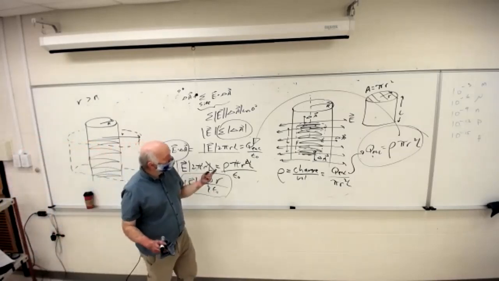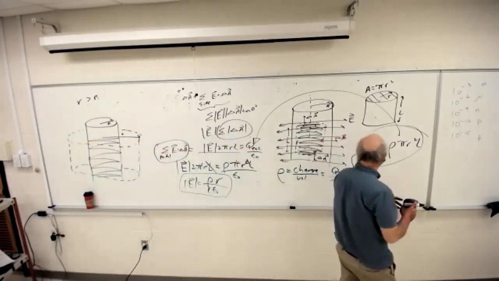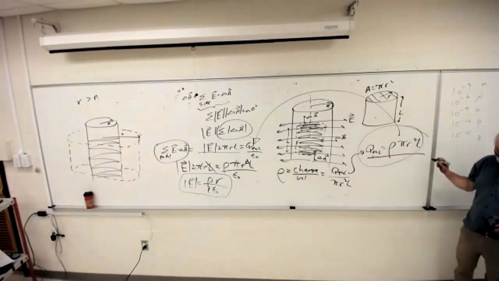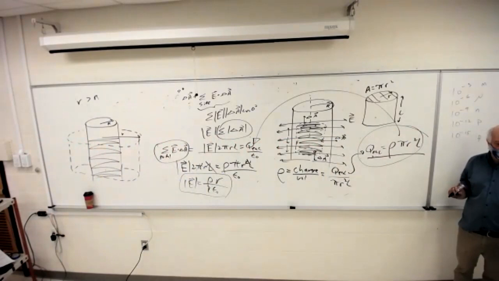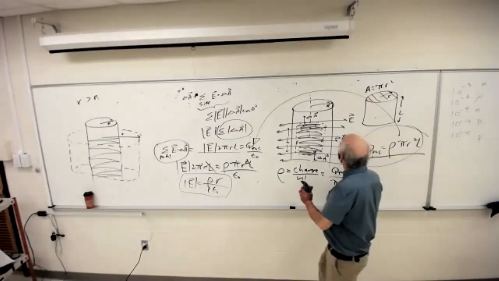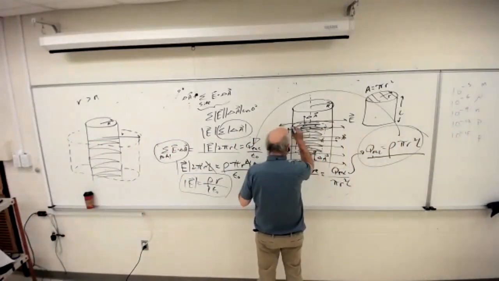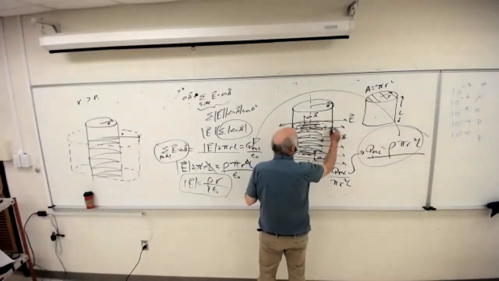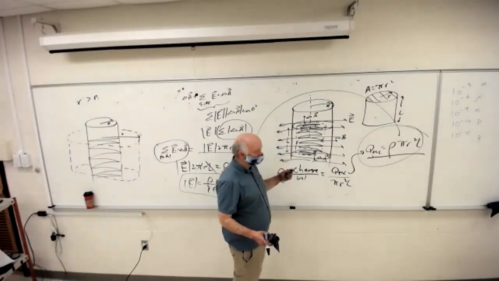So how could you easily modify this expression here? What's the only modification you have to do? It's so close. What does your cylinder look like? Your cylinder now is inside here. What's the volume of that cylinder?